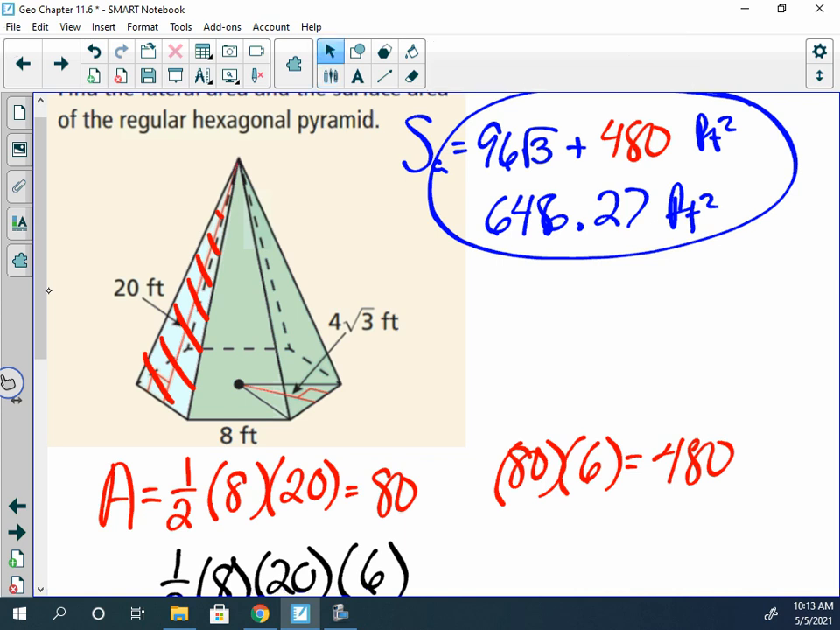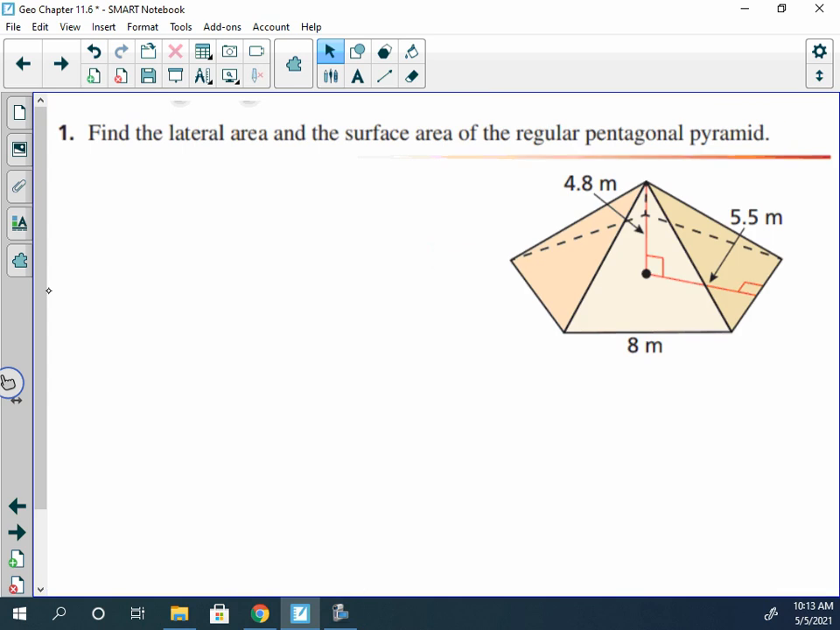Any questions on this here? Any questions for anything we've done so far? All right. Last one we'll look at before we look at cones is this one here. I think we have this one.